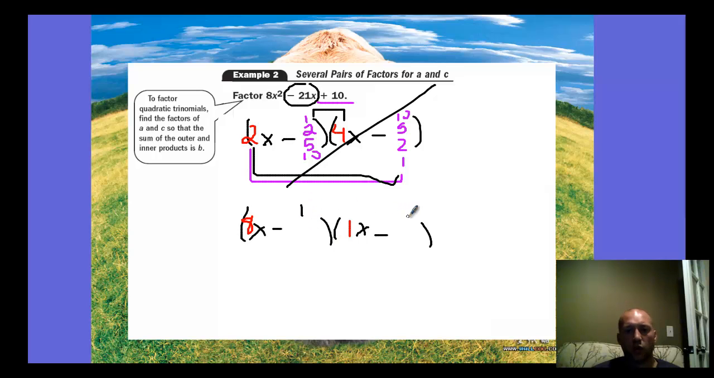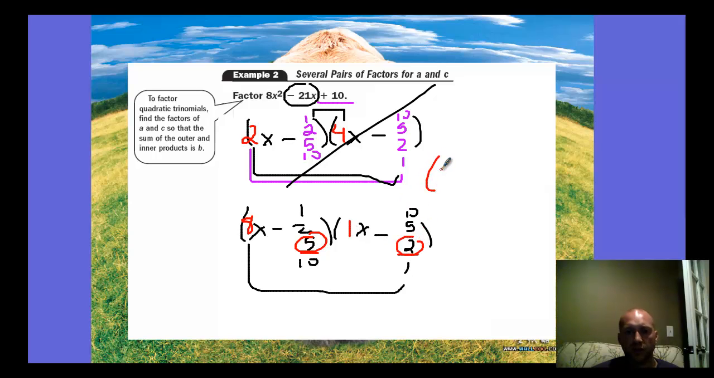Again, we could have the 1 and a 10, the 2 and a 5, 5 and a 2, or the 10 and the 1. So this 8 is going to multiply to one of these. A lot of times I think about what number I can multiply that's close to that 21. So maybe the 2 would be 16. And then if I add the 5 times the 1, 5, I get 21. So there is the answer.